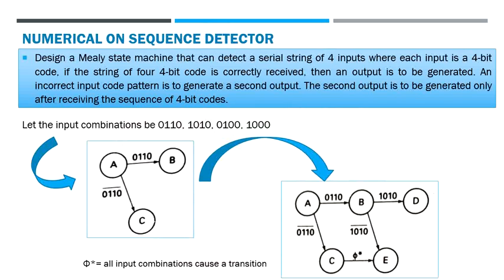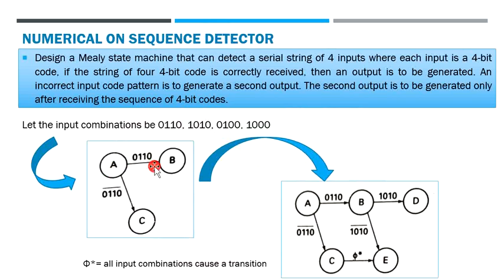So in this particular numerical, let us assume the input combinations to be 0 1 1 0, 1 0 1 0, 0 1 0 0 and 1 0 0 0. Now if the first pattern is correct, then the state will change from A to B. If the code is incorrect, then the change is to state C. So I have considered the input combination of 0 1 1 0 in this case as the starting point.